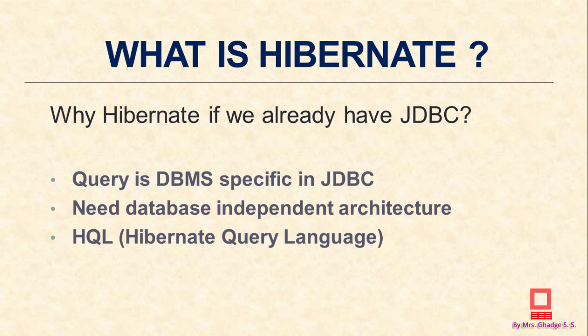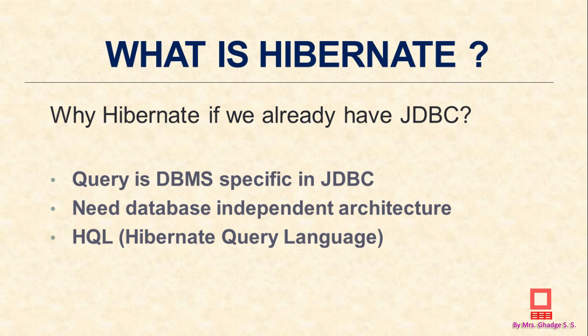Then in the third step we need to create a statement object. There are 3 types of statement objects: first is Statement, second is PreparedStatement, and third is CallableStatement. We can use any one of them. Then in the fourth step we execute the SQL query and retrieve the result set, and in the fifth step we need to close the connection as well as the result set and statement objects. These are the basic steps which we need to follow in JDBC.